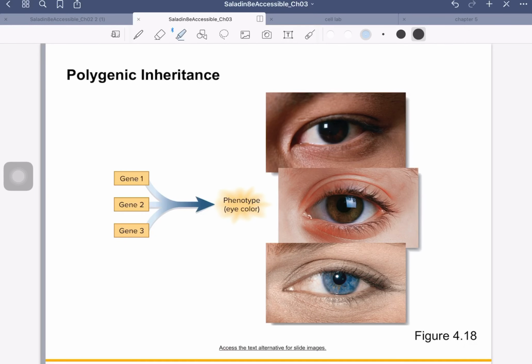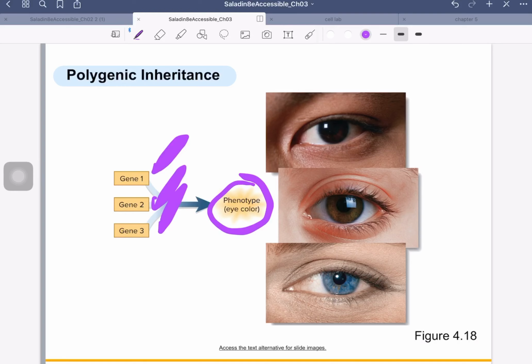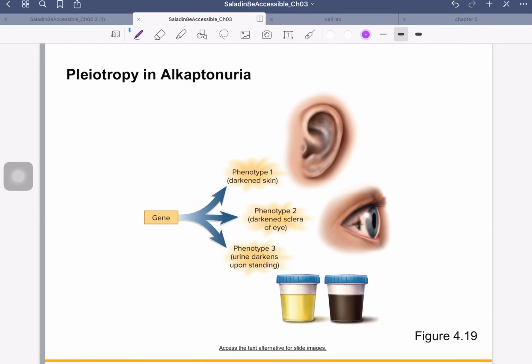Now let's have a quick look. So here's polygenic inheritance. In this case, we actually need 3 genes to work together to produce eye color. In pleiotropy, one gene can actually lead to a number of different types of phenotypes. And once again, we're not going to worry about this particular example because we haven't discussed any of the pathophysiology of it.